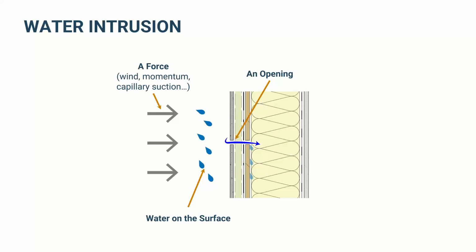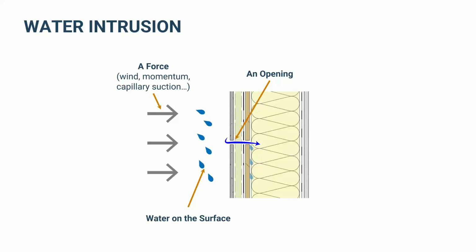So forces, we're really talking mostly about wind, wind-driven rain, momentum, things like splashback, gravity, taking things down. Capillary suction, that's small gaps and cracks that'll actually pull water in, like a head joint at a brick over a window, something like that. Lots of different forces. I should say the forces are really difficult to control. Most of the time we can't actually control them. So we just have to design around them.